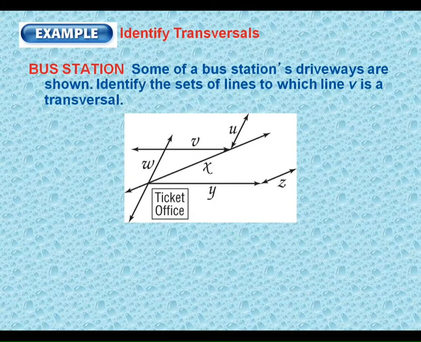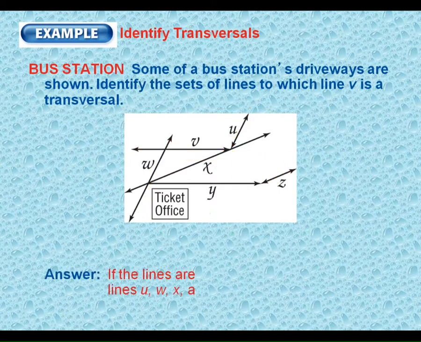Okay. Now we're going to talk about transversals here. Transversals, lines that intersect. Okay. So in this map here, identify the sets of lines to which V is a transversal. So I'm looking at line V here. So I don't know which of these lines V is a transversal to. We would say that would be W, U, and Z. Because if V extends forever, it would intersect all of these lines.